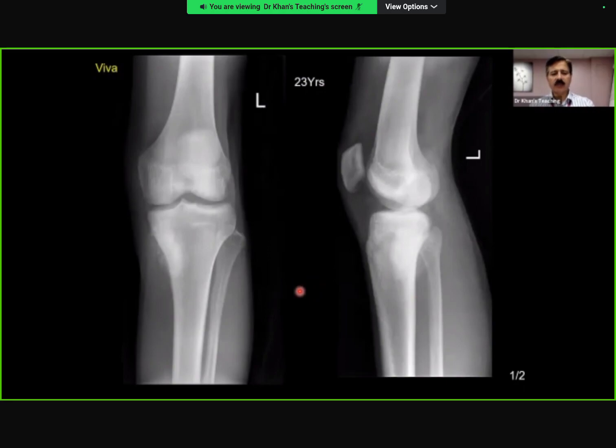How will you describe it? We know it's an osteosarcoma, just for practice of your description. Over to you.